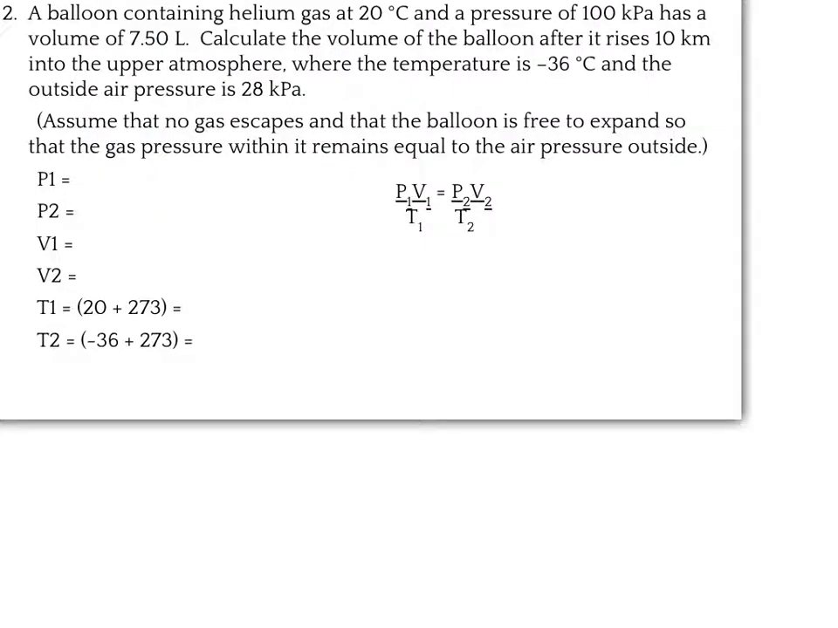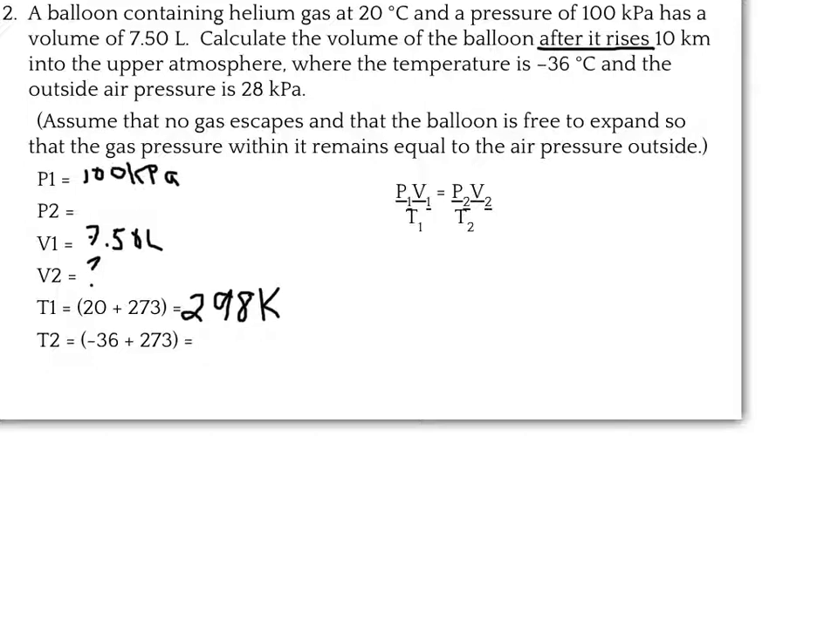What we need to do first here is pick out all of our variables. A balloon containing helium gas at 20 degrees Celsius. 20 degrees, we have to add to 273, which means we have 298 Kelvin. It has a pressure of 100 kPa and a volume of 750. That's all of our initial values, because the second part is saying calculate the volume after it rises. That means we're looking for our V2. Our V1 is going to be 7.5 liters. Our P1 is going to be 100 kPa.